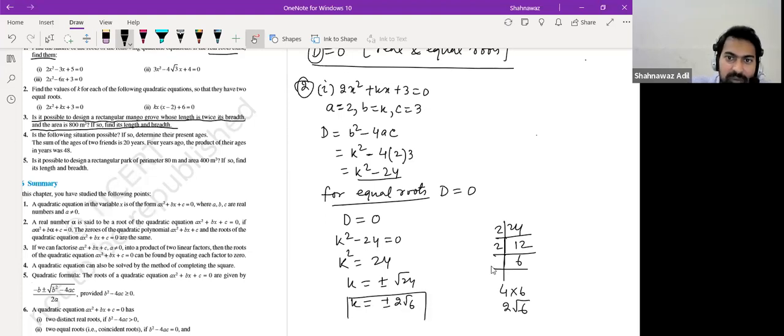Is this question correct? 2x square plus kx plus 3. So these are the values of k. Understood, guys? Yes, guys, understood.